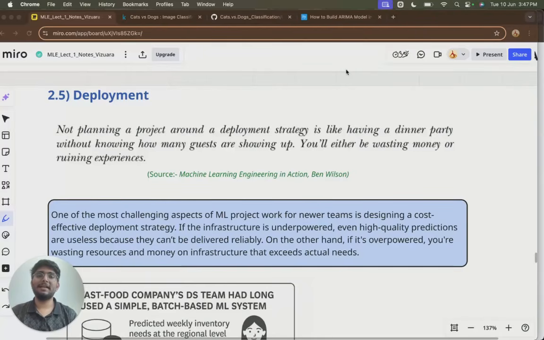Deployment is something like you don't know how many guests will show up at your dining table for your party. It's like not planning a project around a deployment strategy. It's like having a dinner party without knowing how many guests are showing up. You'll either be wasting money or you'll ruin the experience. One of the biggest challenges that newcomers and new teams face is an effective deployment strategy.